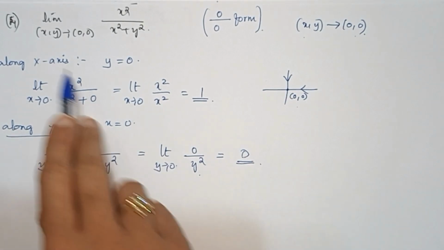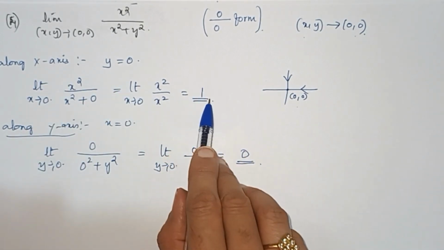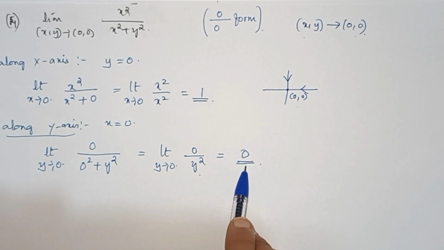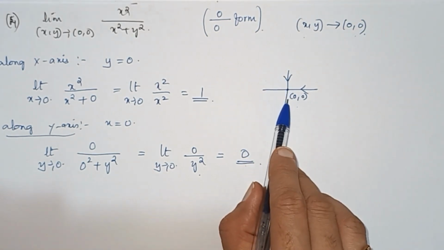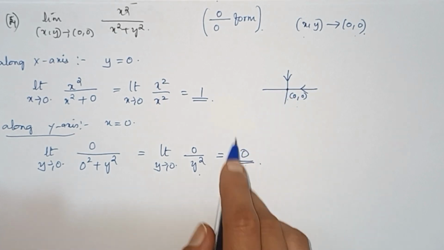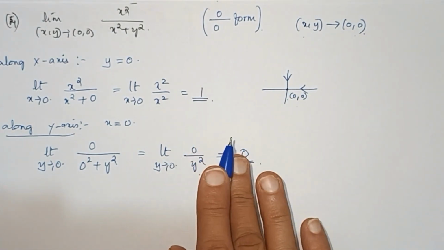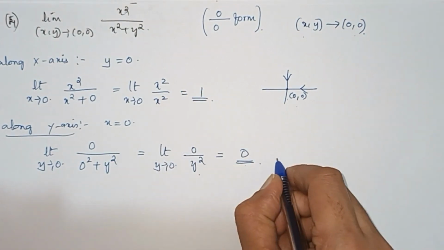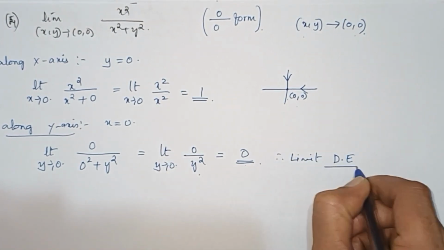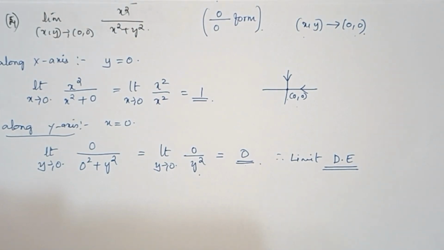Now, see here, along the x-axis, the value of the limit is 1. Along the y-axis, the value of the limit is 0. Therefore, when you approach the point (0, 0) along different paths, the value of the limit is different. It is not the same. If it is different, therefore the limit does not exist. In this case, the limit does not exist.